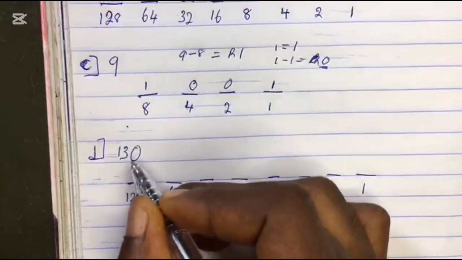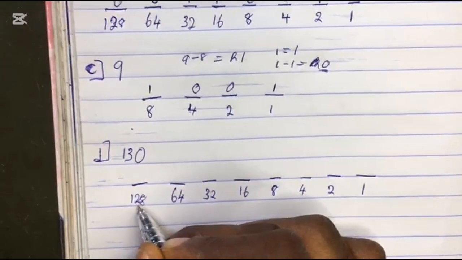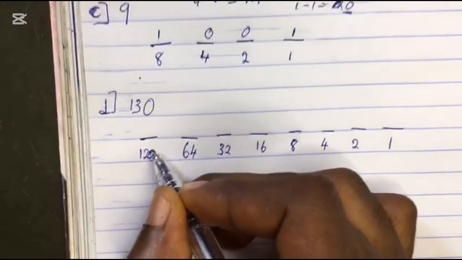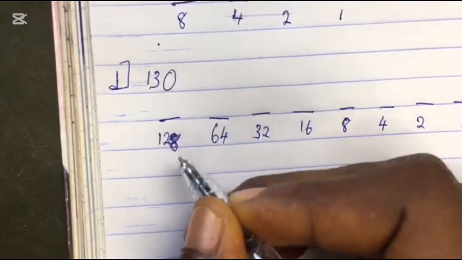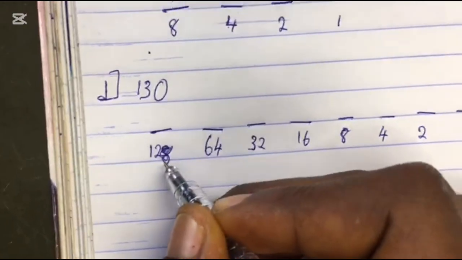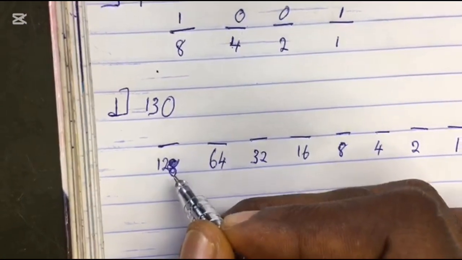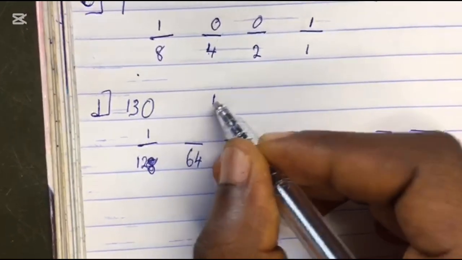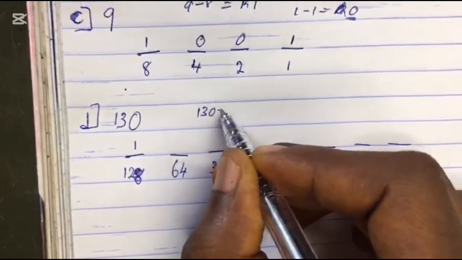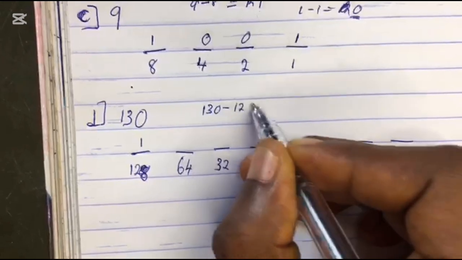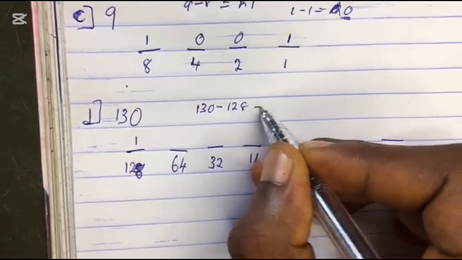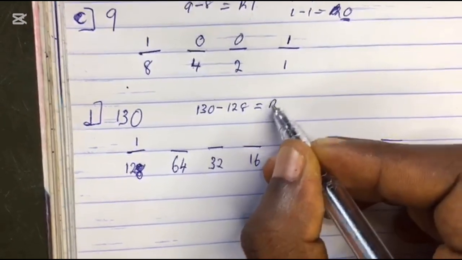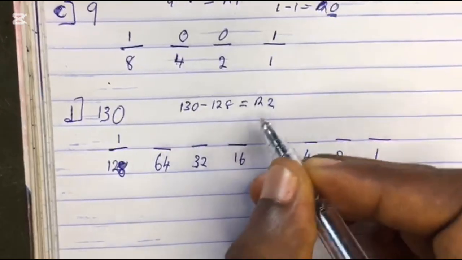128. So is 130 bigger than 128? Yes, it's bigger than this. So you're going to write down 1, then you subtract 130 minus 128. It's going to give you remainder 2.